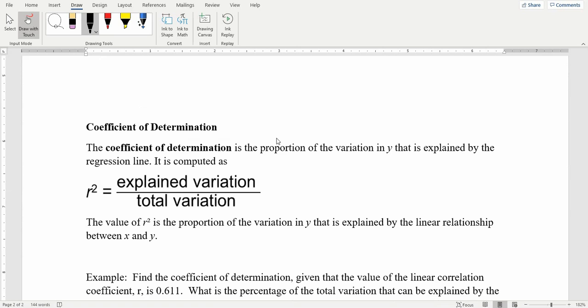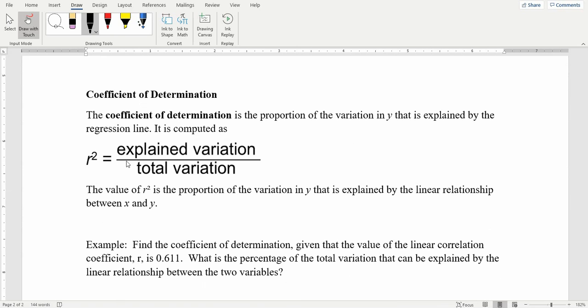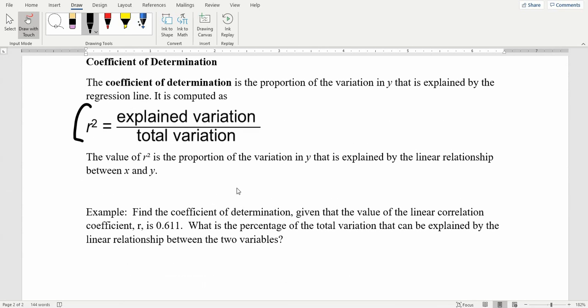Now, the coefficient of determination is given by r squared. It can be found using this formula. Now, r is the correlation coefficient. Got that? So all you do is, if you find the correlation coefficient, or if it's given, which is r, the coefficient of determination is just r squared. In other words, you just square the r.